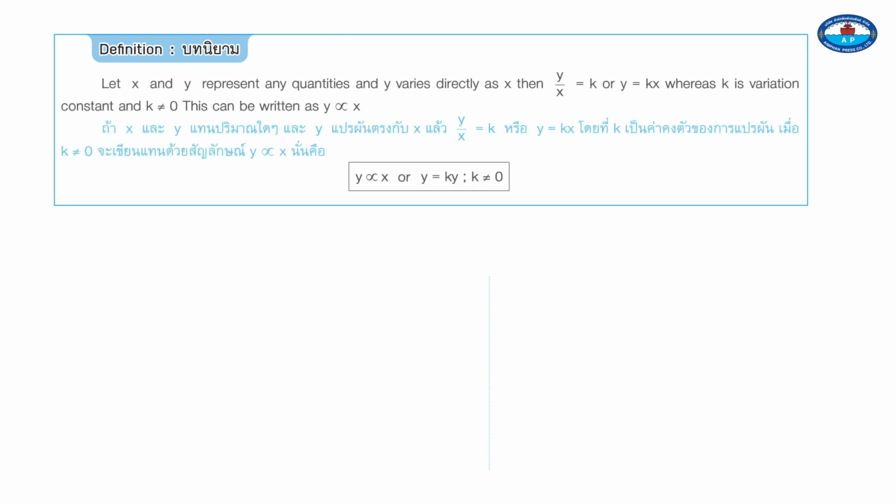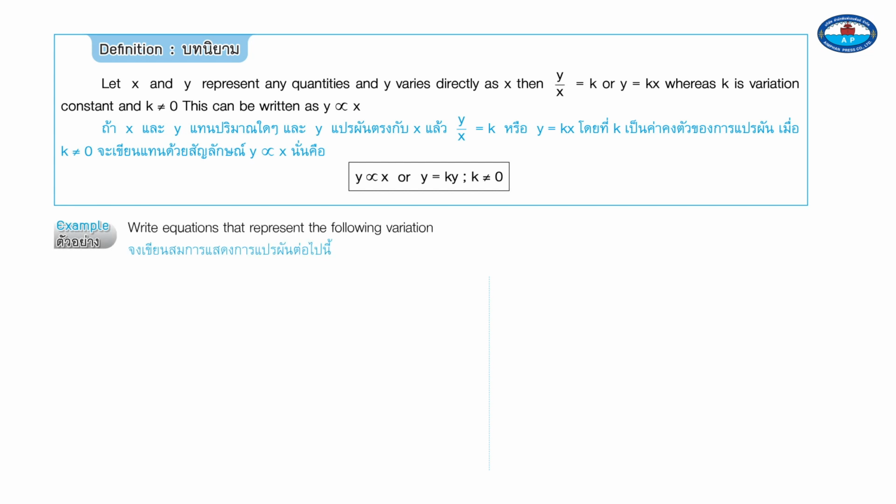Definition. Let x and y represent any quantities, and y varies directly as x. Then y over x equals k, or y equals kx, where k is the variation constant and k does not equal 0. This can be written as y varies x, or y equals kx; k does not equal 0.